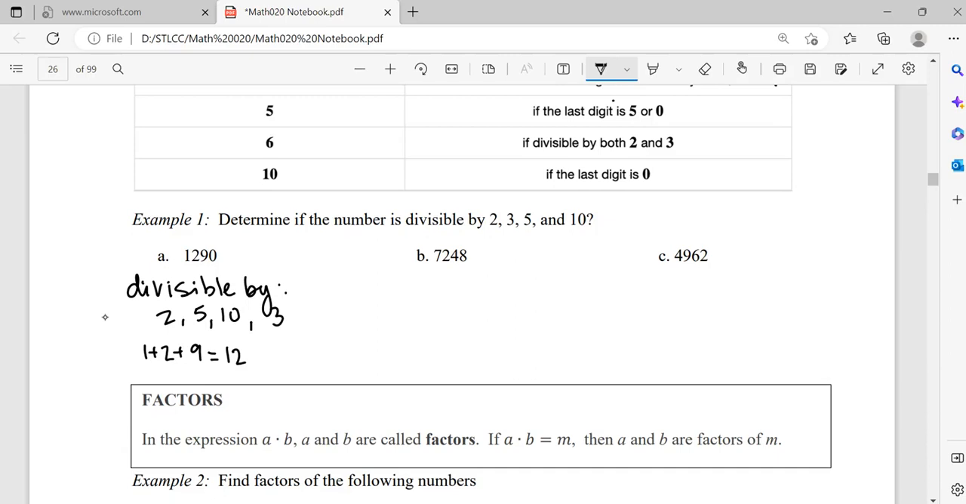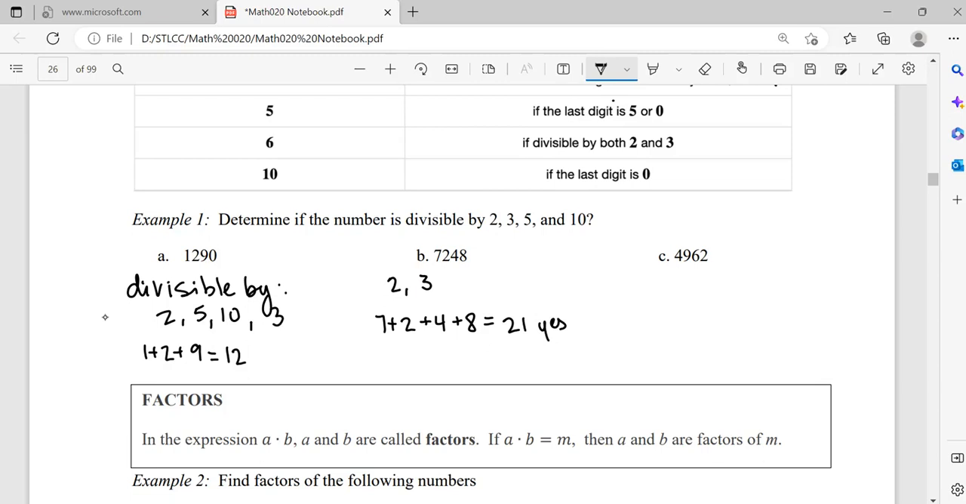All right, so we're going to look at the next one, 7,248. We know it's going to be divisible by 2 because it's an even number. So let's go ahead and add the digits, 7 plus 2 plus 4 plus 8, to check for divisibility by 3. So we're going to have 10, and 7 plus 4 is 21. So it is divisible by 3 because 21 is divisible by 3. So it's a yes.